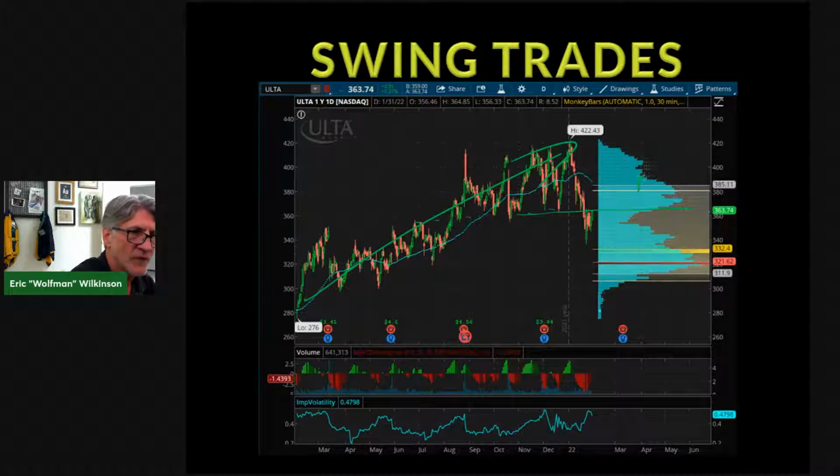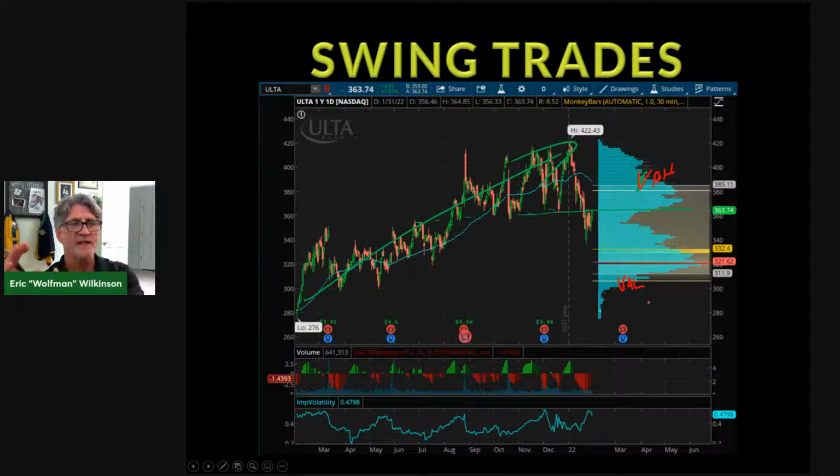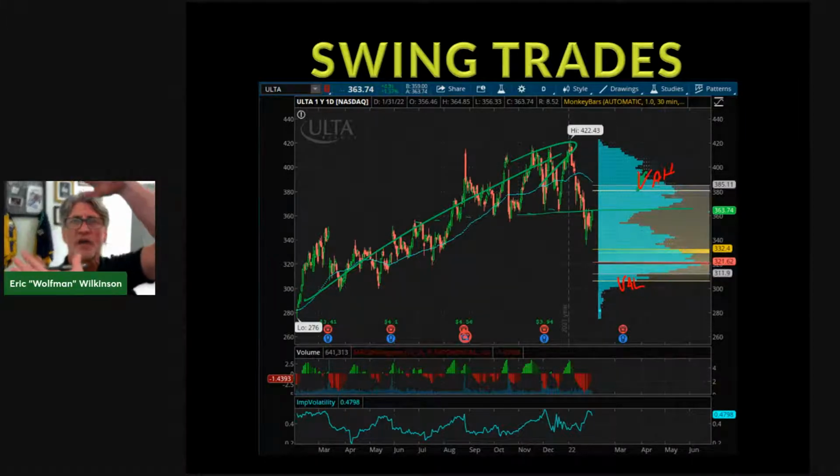I look for this when we're at what I call the point of control, or what we're trading around in market profile, which is all this blue over here at the side. This is the market profile. This is a value area high and a value area low, which just means that most of the trading's been going on in between.